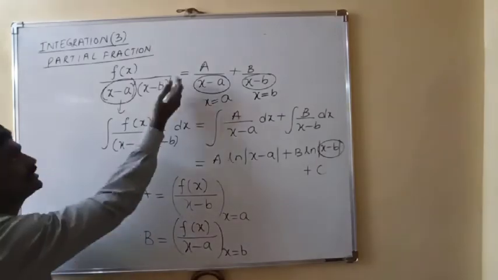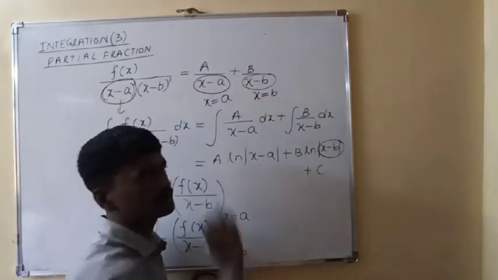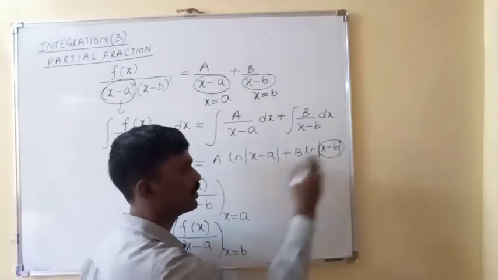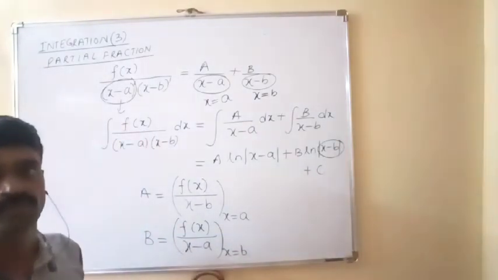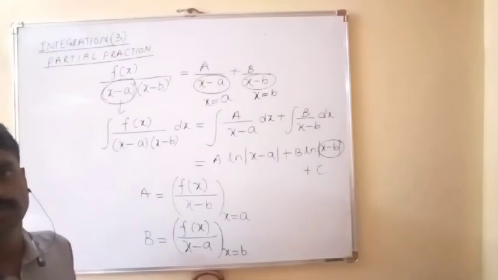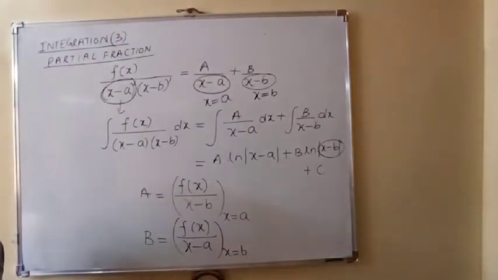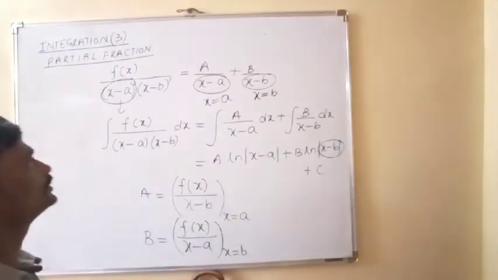Suppose here x minus c is there, what will you get? Plus C by x minus c. The answer will be what? C into log of mod x minus c. Again, the C value you can also find in the same way. Okay. So this is the short trick. So I am going to solve some problems.